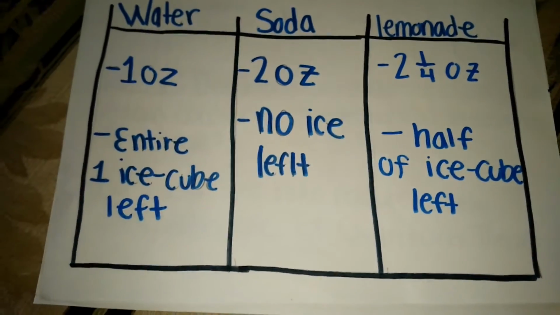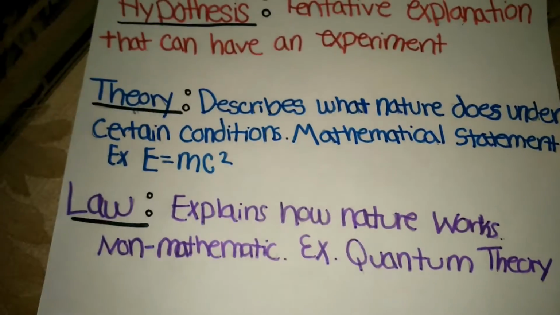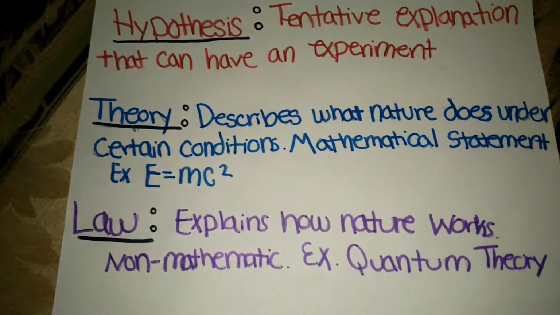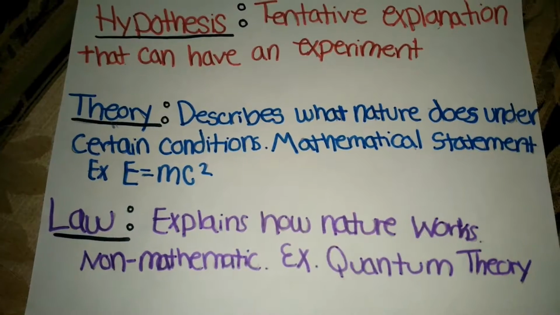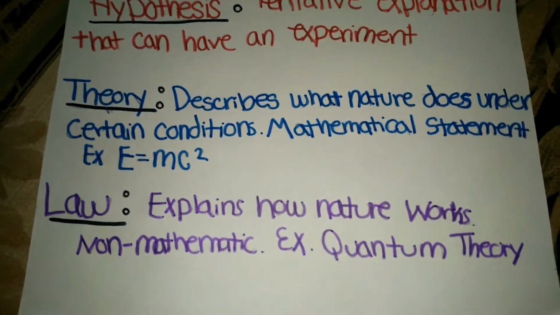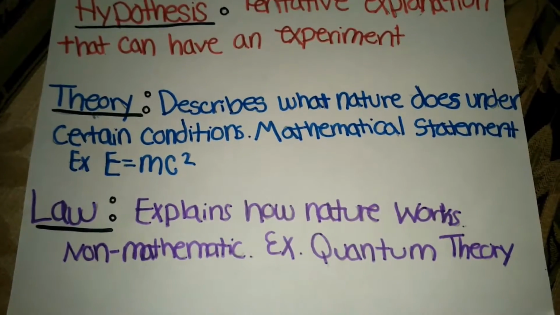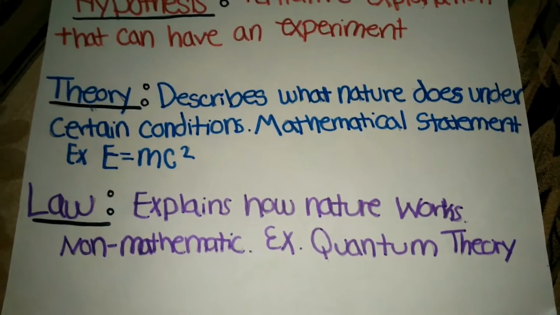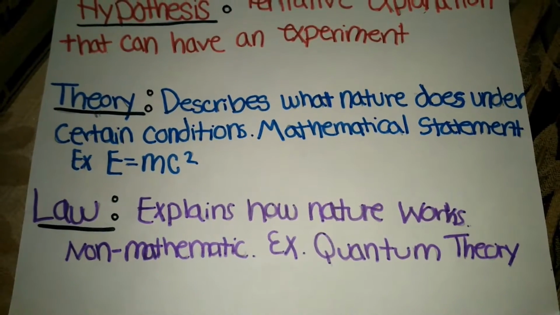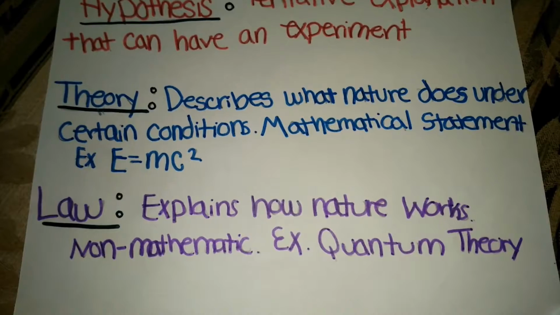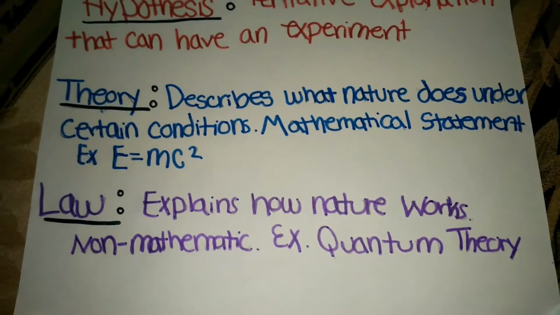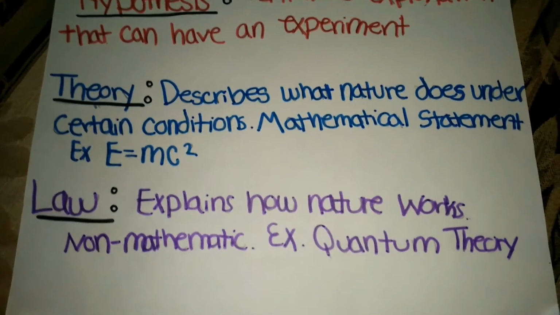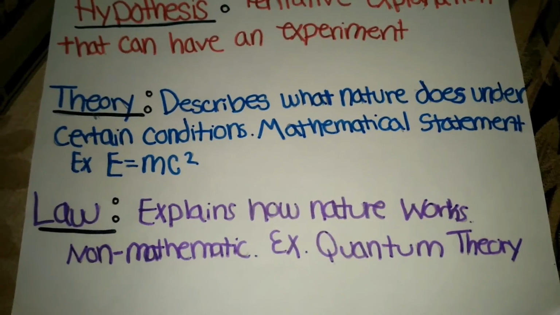Before we go, we want to talk about the differences between a hypothesis, a theory, and a law. A hypothesis is a tentative explanation, just like the one we gave earlier, that we can use in an experiment. A theory tries to describe what nature does under certain conditions, and it's actually a mathematical statement. An example of this is E equals mc squared. And a law tries to explain how nature works. This is non-mathematical, and an example of this is the quantum theorem.